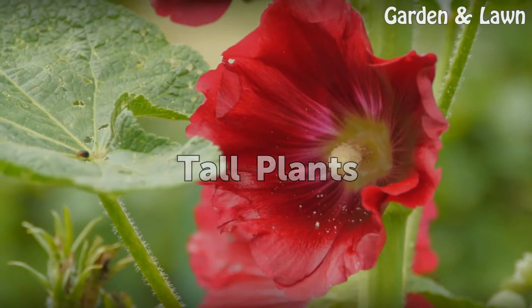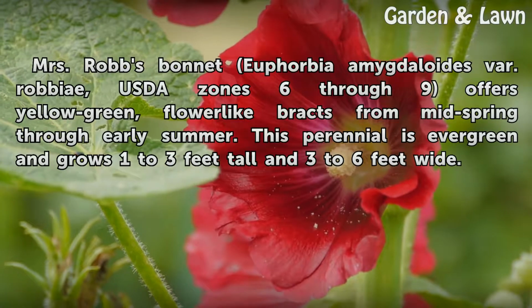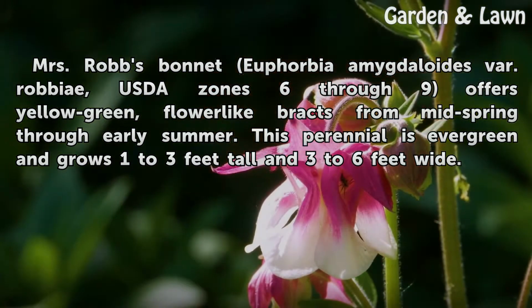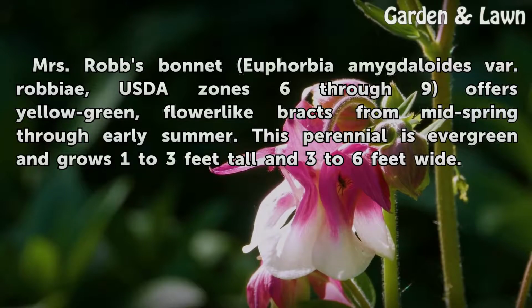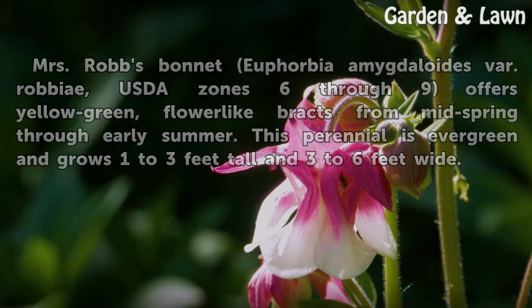Tall plants. Mrs. Robb's bonnet, Euphorbia amygdaloides var. robbiae, USDA zones 6 through 9, offers yellow-green, flower-like bracts from mid-spring through early summer. This perennial is evergreen and grows 1 to 3 feet tall and 3 to 6 feet wide.